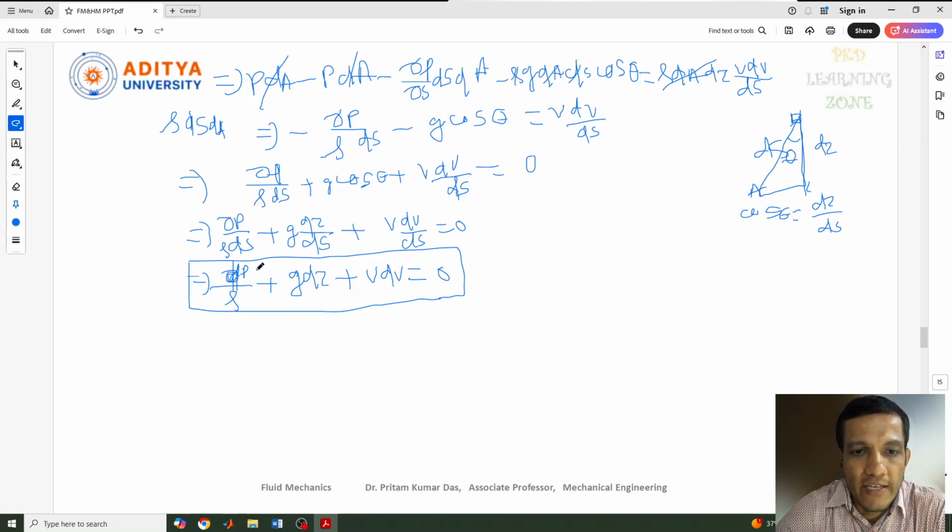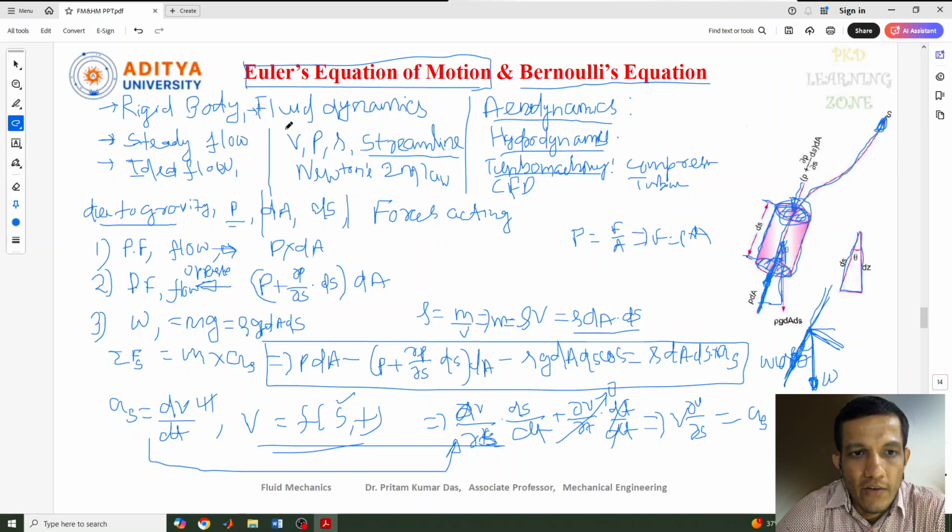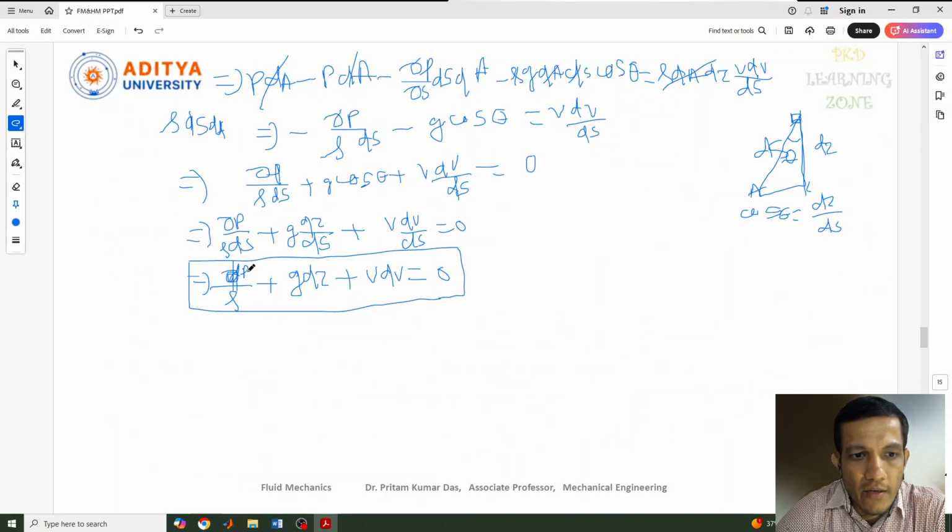Now this is the pressure term, this is the velocity term, and this is the height term, dz. Same thing I told previously: velocity, pressure and density. Now if you see this equation, pressure is there, density is there, velocity is there, and some height dz is there, that is equal to 0.